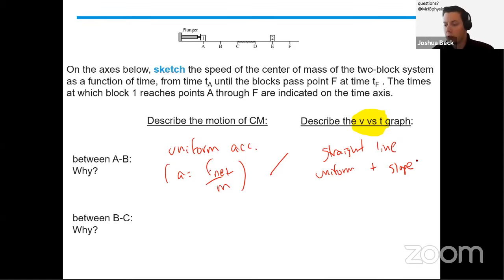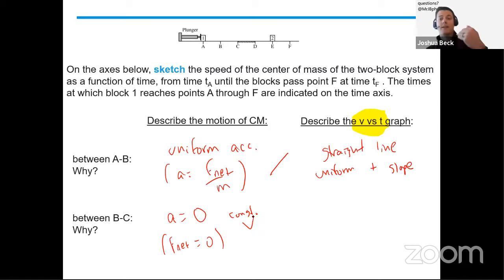How about from B to C? Now the plunger is no longer being applied. So my net force now is going to be 0. So that means that my acceleration is 0. So if I had to describe that motion, I'd say the acceleration is 0. Does that mean that the object stopped? No, it's just in dynamic equilibrium. So it's just moving with a constant speed.